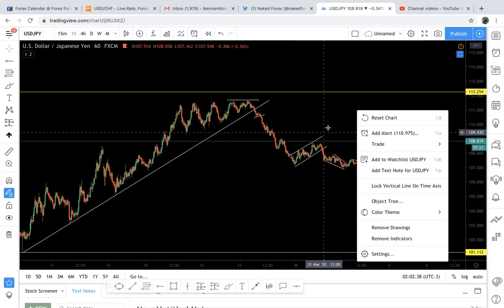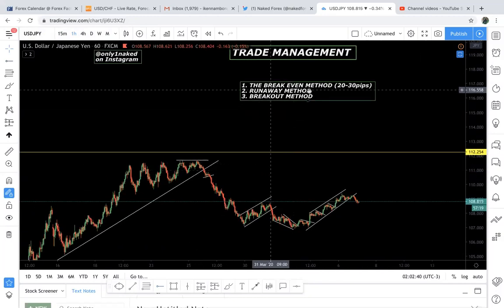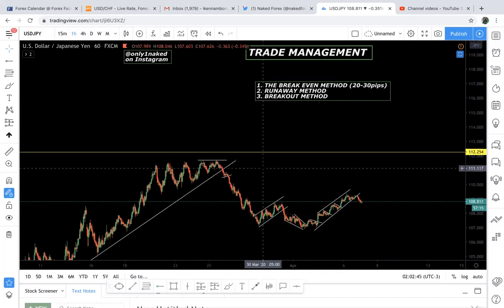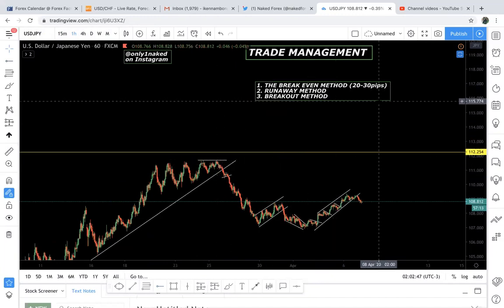Okay, so that's how it works in terms of the break-even method. Whenever you get 20, 30 pips from entry, you always want to move your stop loss to break even. I just keep doing that when price is moving, more like trailing it.